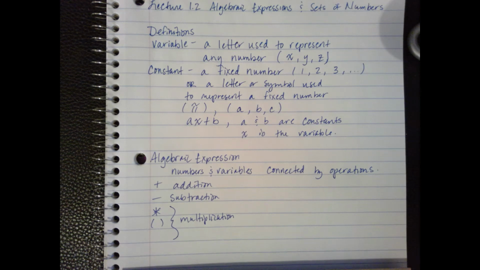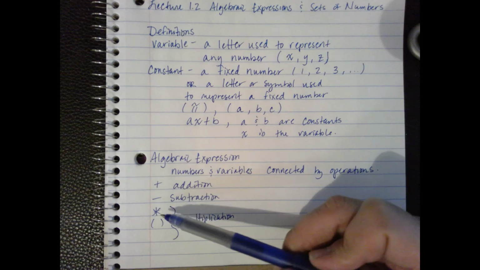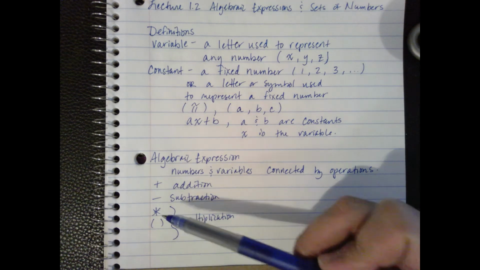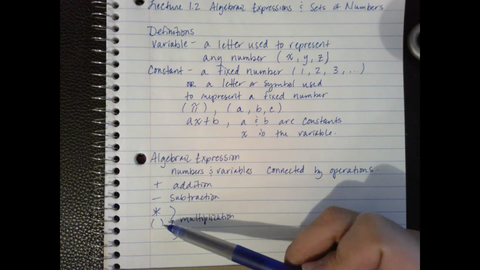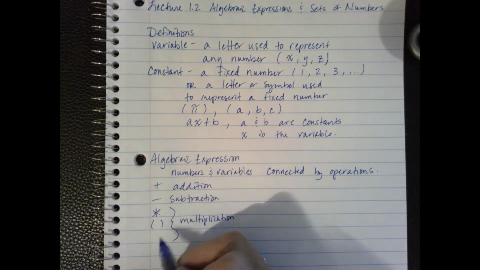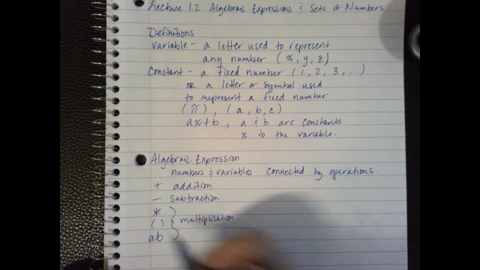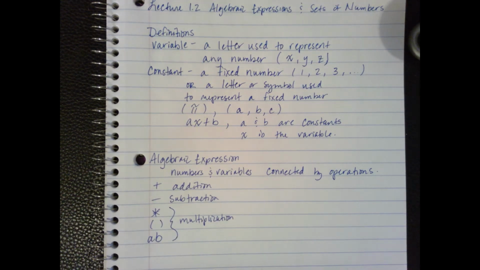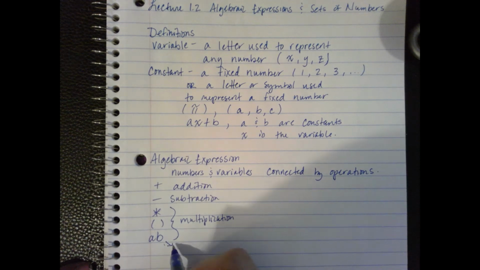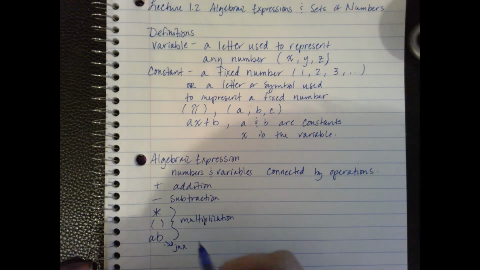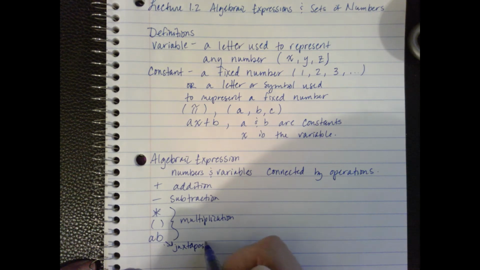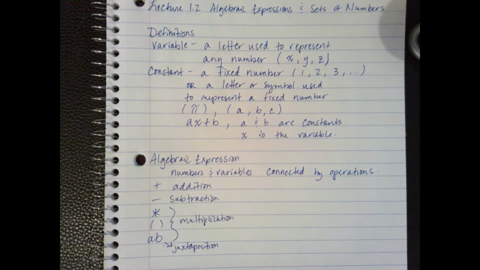We very rarely use x to denote multiplication, like you may have seen in lower levels of math. Generally, you will see me use an asterisk. You might see me use parentheses. Or you may see me do something like this: a times b, where a and b are just numbers. This specifically is called juxtaposition. It means we're not writing an operation, we're just writing two numbers next to each other, and we're implying that multiplication needs to be performed here.